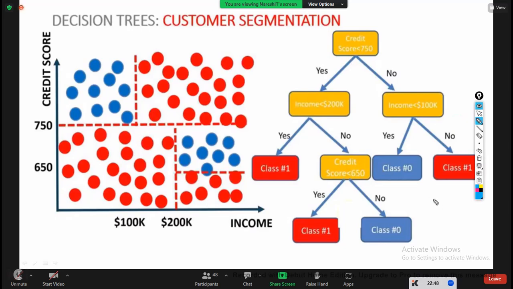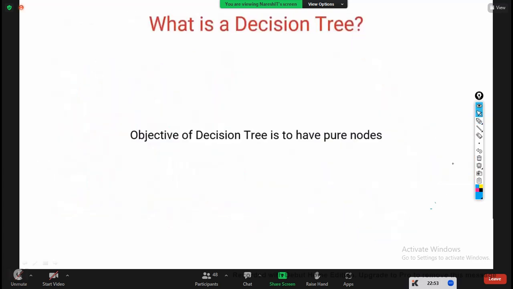Right? Now, let us take with respect to, what is the objective of the decision tree? The objective of the decision tree is to get the pure nodes. After applying the multiple conditions, you have to get the pure nodes. Till you get the pure nodes, you have to apply the decision tree, right?